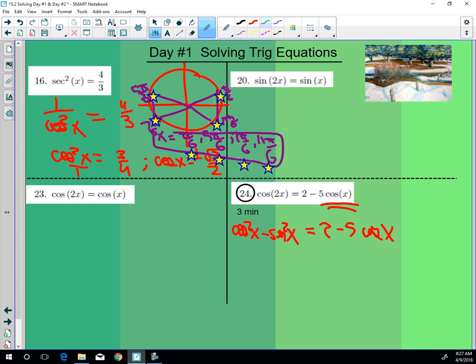Because I see a cosine here. I really don't want a what? I don't want a sine squared. So I'm going to change that sine squared into 1 minus cosine squared.